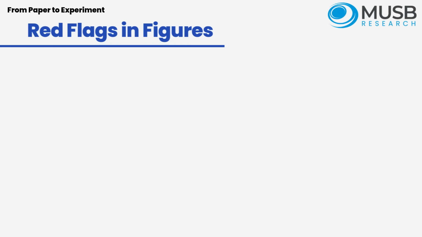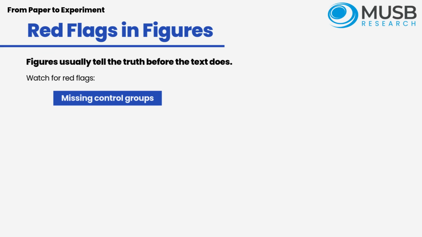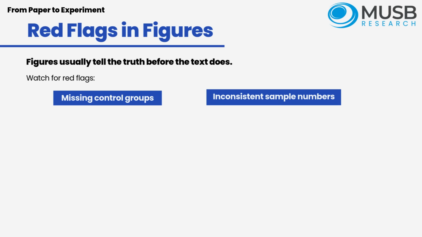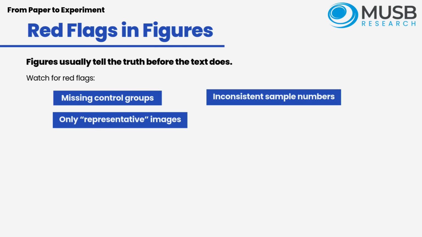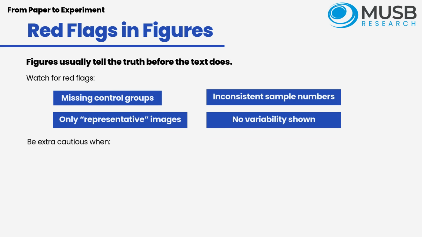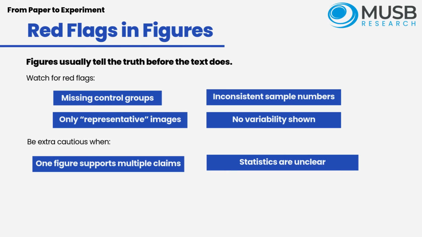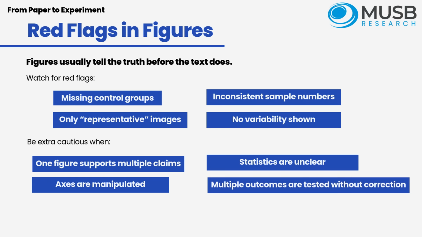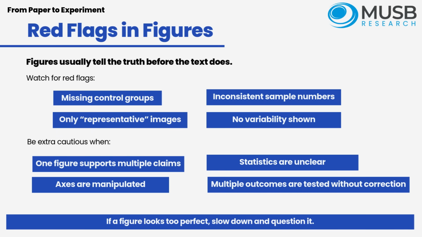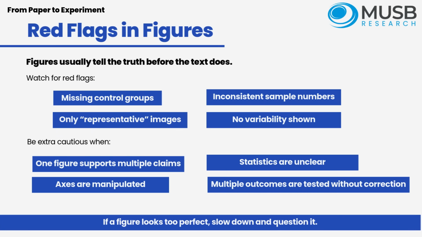Red flags in figures. Figures usually tell the truth before the text does. Watch for red flags: missing control groups, inconsistent sample numbers, only representative images, no variability shown. Be extra cautious when one figure supports multiple claims, statistics are unclear, axes are manipulated, multiple outcomes are tested without correction. Here's a simple rule: if a figure looks too perfect, slow down and question it.